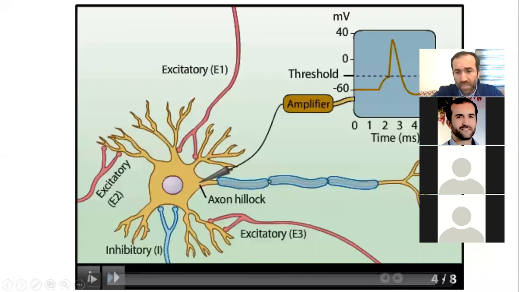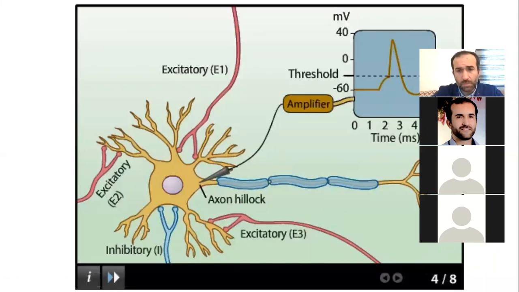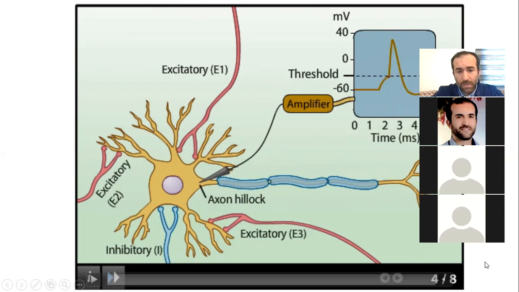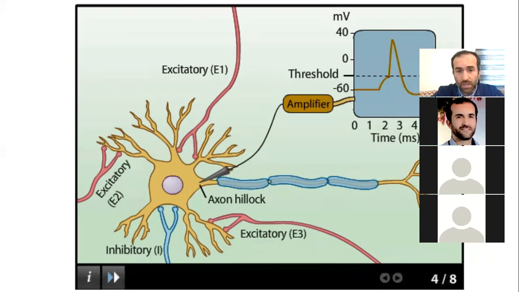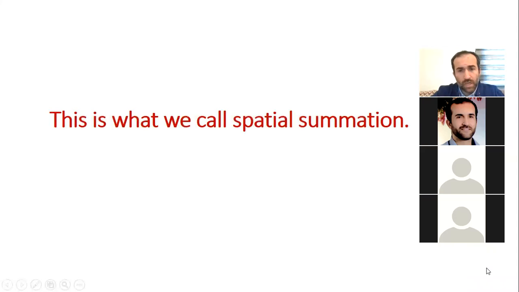Okay? This is the first type of summation that can be done by the neuron when it receives two messages from two different sources. Can you read with me? Spatial summation. This is a spatial summation. If you think about the name, why do we call it spatial summation?